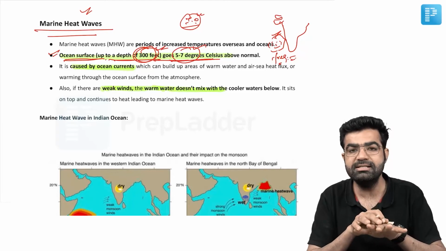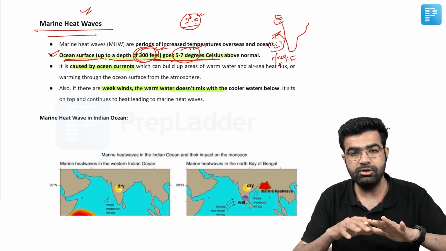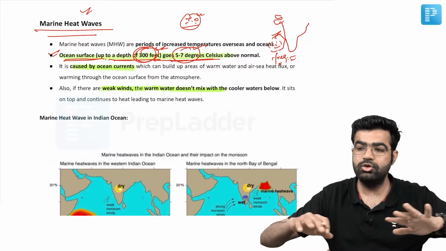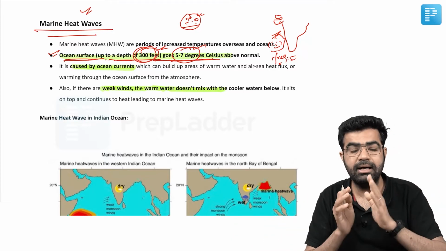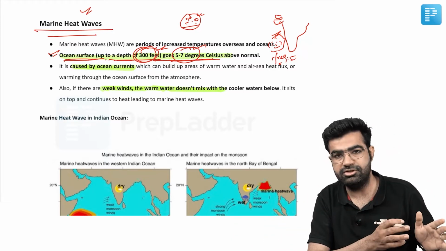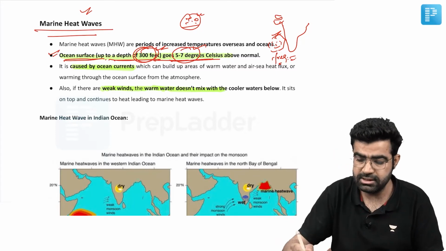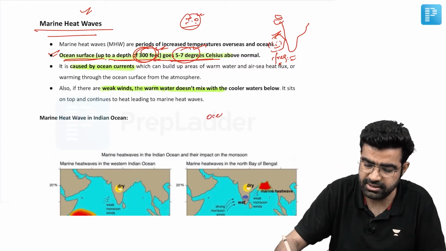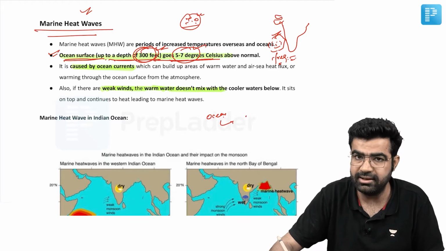Because of the weak winds, ocean currents are not able to distribute this temperature throughout the region. This could be one reason. The other reason is definitely climate change. Because of climate change and ocean acidification, the temperature of the ocean is continuously increasing.